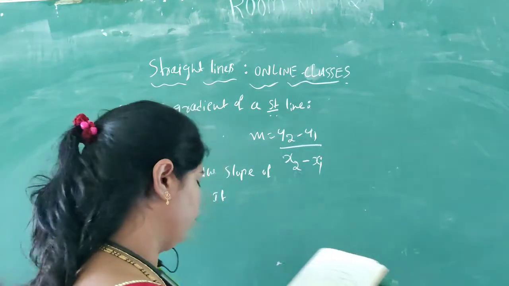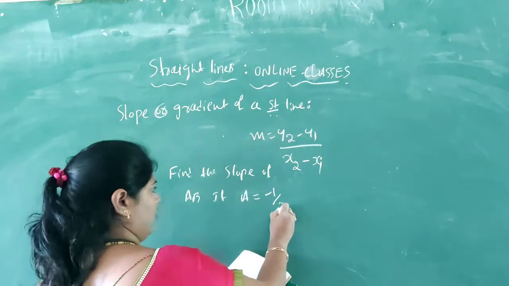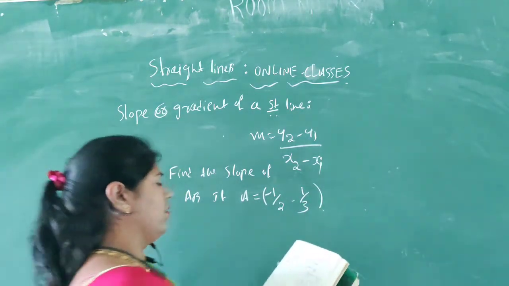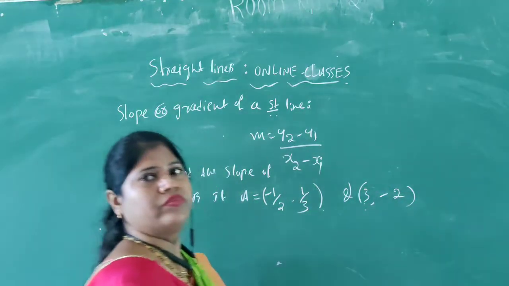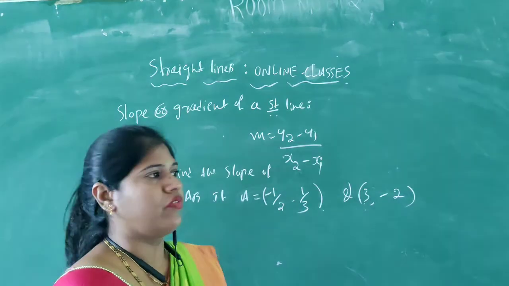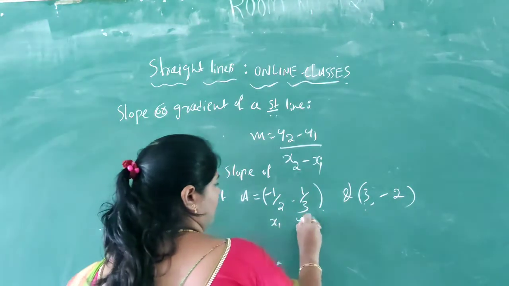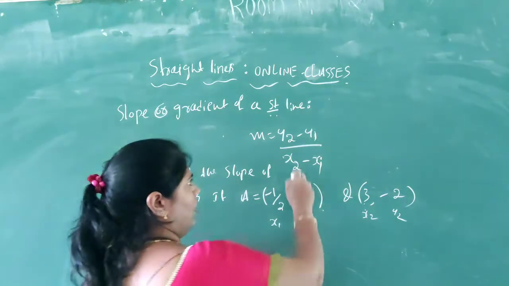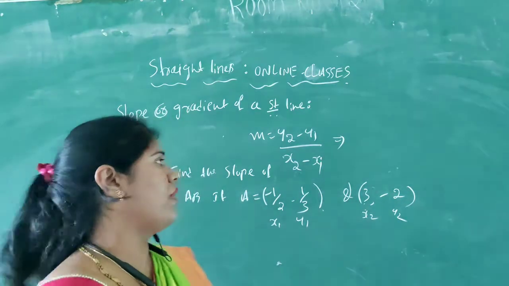Next question will be: if A is equal to (minus 1 by 2, 1 by 3) and B is (3, minus 2). So we need to find out the slope, the equation of the line joining the two points. So this is x1, y1, x2, y2. So what is the formula? M is equal to y2 minus y1 divided by x2 minus x1.